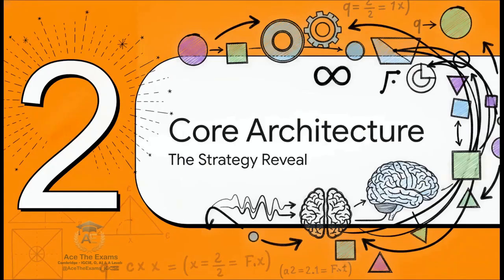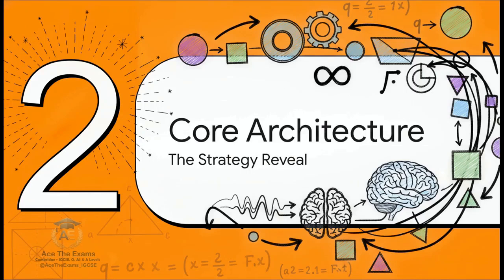That brings us to Section 2, Core Theoretical Architecture, the strategy reveal. We really need to look past the superficial calculations here and understand the foundational principles. We need to understand the exact cognitive domains targeted by the Cambridge Assessment Framework. What are the examiners actually testing when they ask you about non-real roots occurring in conjugate pairs?